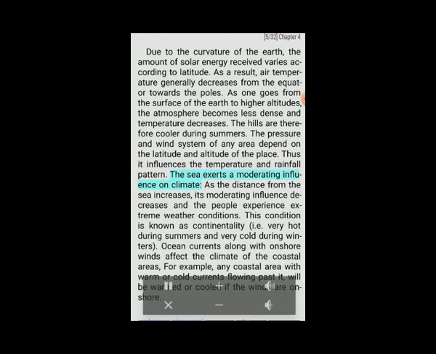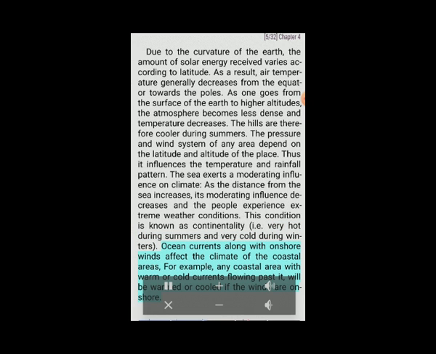The sea exerts a moderating influence on climate. As the distance from the sea increases, its moderating influence decreases and the people experience extreme weather conditions. This condition is known as continentality, i.e., very hot during summers and very cold during winters.